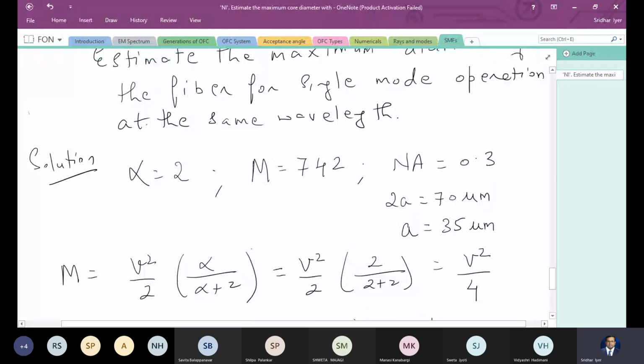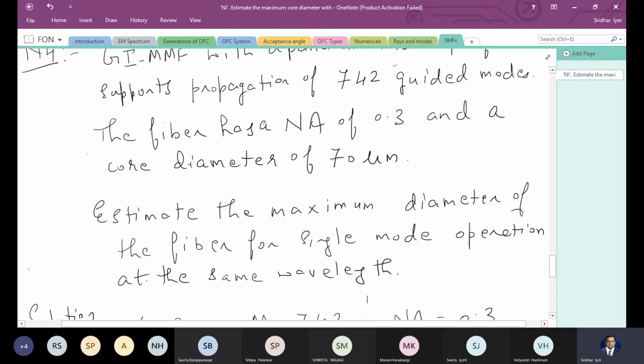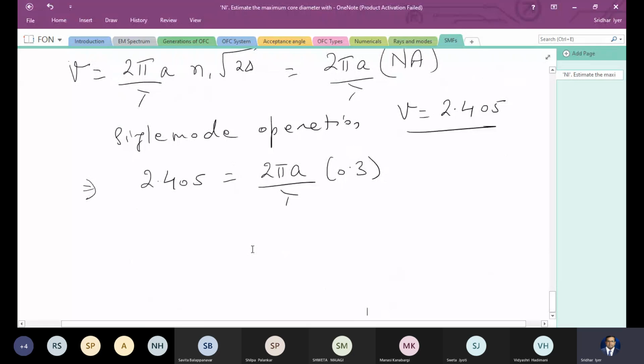I think what is missing in this question is the operating wavelength, right? That wavelength is not specified to us. So we cannot get the value of the core diameter. If you look at this equation here, you need to find the core diameter. That means you need to find 2a here, but the value of lambda is missing for us. That should have been given to us in the question.